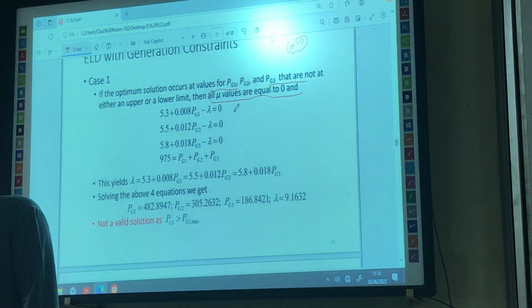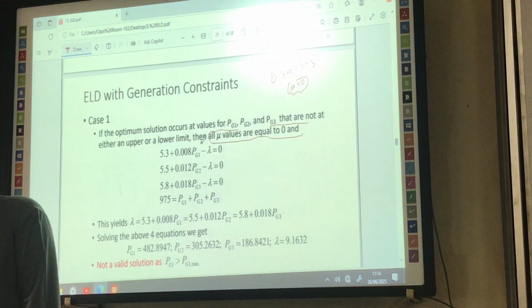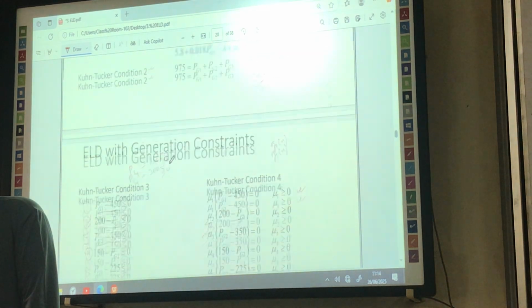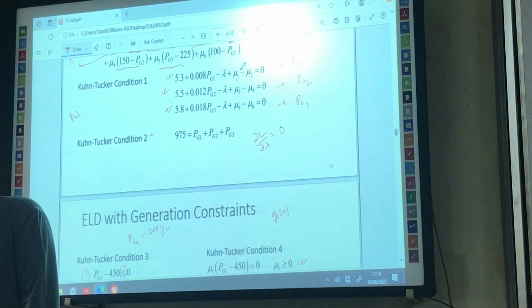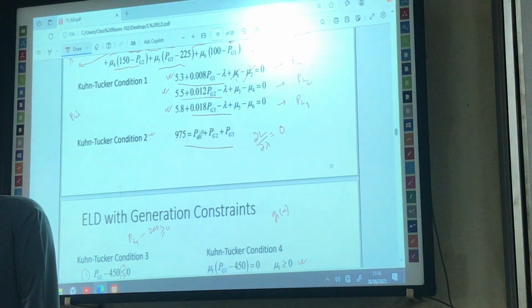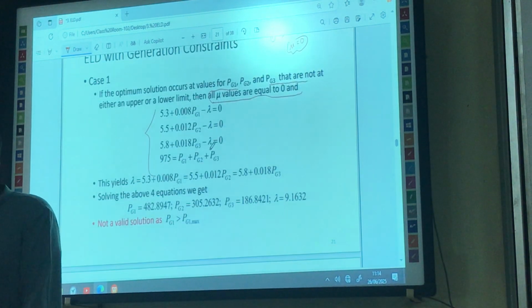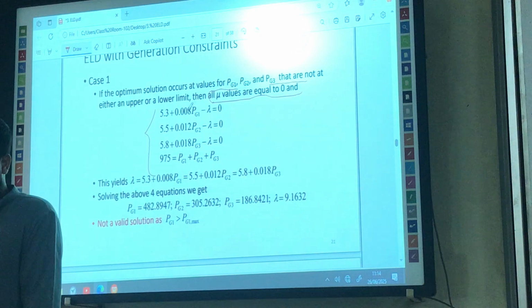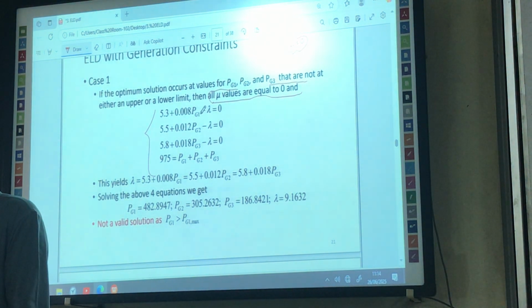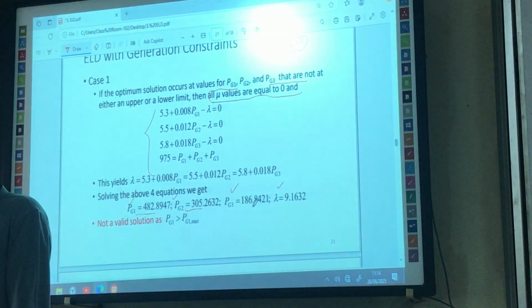So if all mu values are 0, we will get this type of equations, from this KKT condition 1 and 2. Look, this mu will be cancelled. Then we will have this equals 0, this equals 0, this equals 0, and from KKT condition 2 it will be 975 equals Pg1 plus Pg2 plus Pg3. Now there are 4 equations, 4 unknown variables, right? So you can form the matrix by using the calculator. You can find the Pg1, Pg2, Pg3 and lambda, right? Let's say these are the values of Pg1, Pg2, Pg3, and lambda.